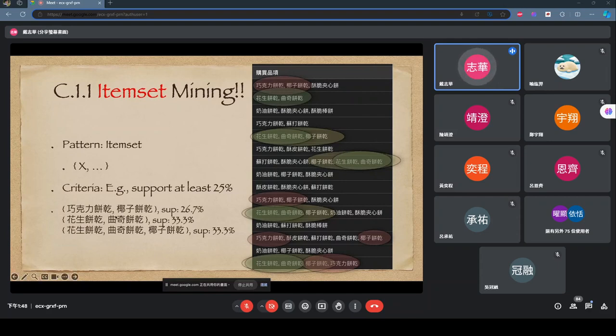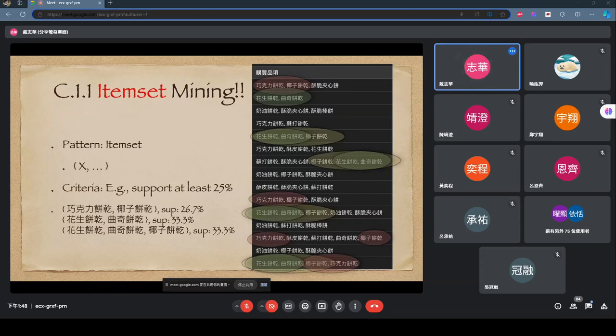We have peanuts, cookies, whatever. So what we want to figure out is, yeah, this is the answer we want to find. The common behavior, the common cookies a group of customers purchased together.